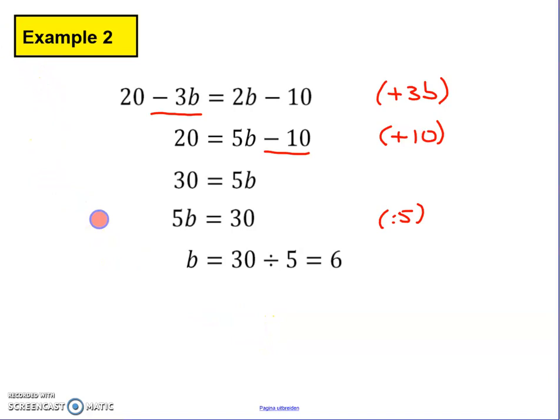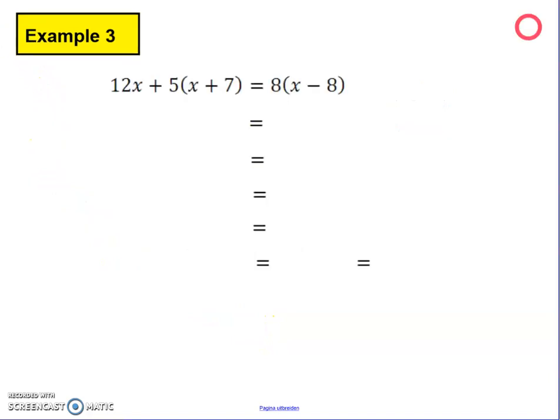So let us look at the last example. And in the last example, there are brackets. So it's really important that you know how to remove brackets. So I'm going to show you step by step. First, we look at the left side. Well, this 12, we just need to copy it.